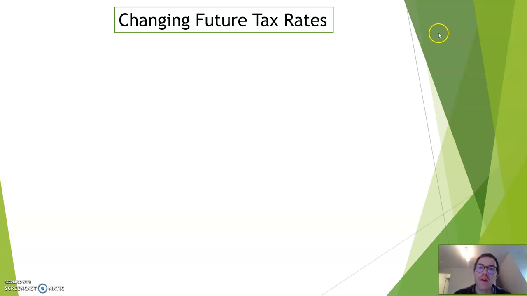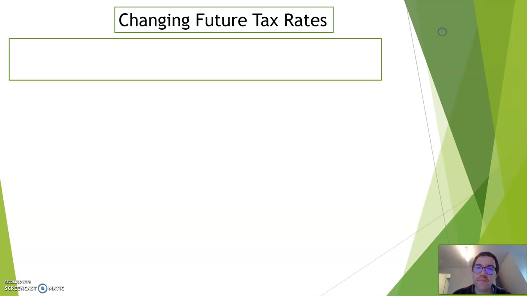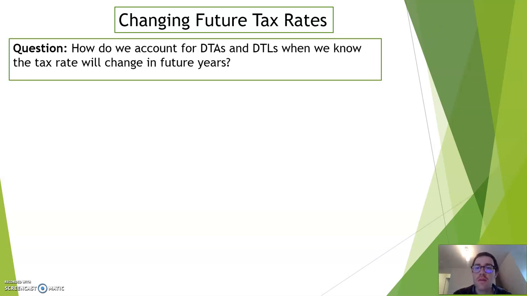Hi, in this video we'll talk about how to account for situations where the future tax rate changes. So the question is, how are we going to account for deferred tax assets and deferred tax liabilities when we know that the tax rate will change in future years? The key is that we know it will change. So if Congress has recently passed a law that says that this tax rate will be changed effective next year or a year and a half from now, whatever.